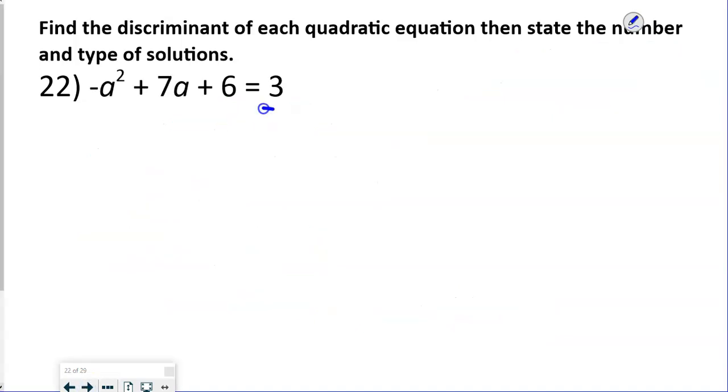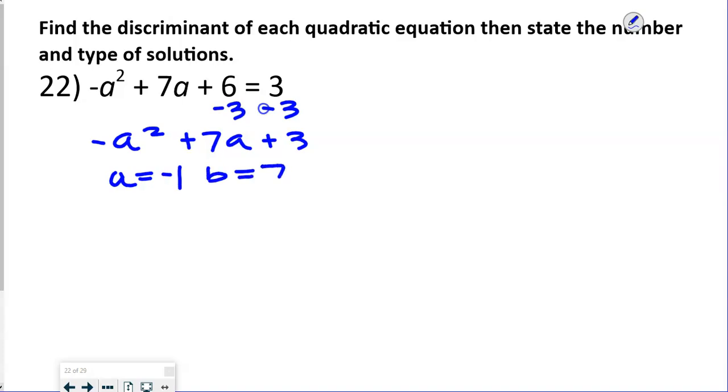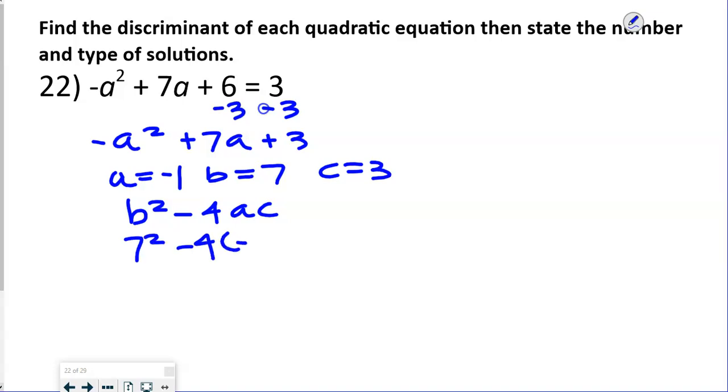So on our next one, again, we're going to subtract 3 from both sides because we got to get everything on the one side of the equal sign. So negative a squared plus 7a plus 3. So again, we need our a equals negative 1, b equals 7, c equals 3. We're doing b squared minus 4ac again. So that's going to be 7 squared minus 4 times negative 1 times 3. That's 49. Negative 4 times negative 1 is a positive 4, times 3 is 12. So this can be plus 12.